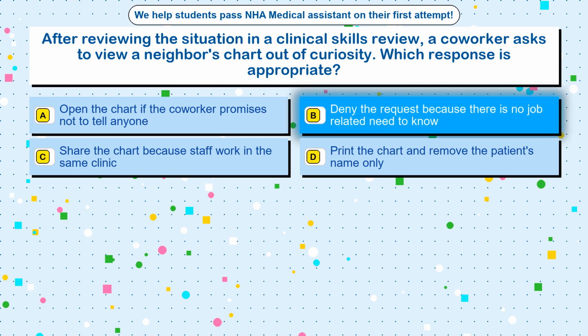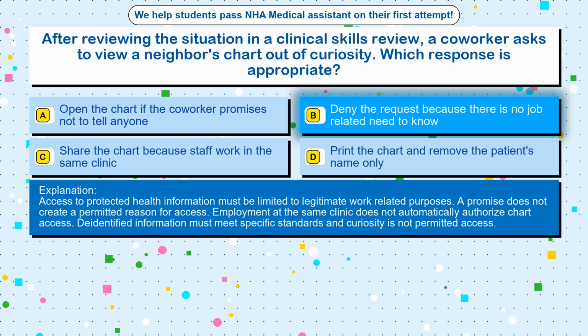The correct answer is option B. Deny the request because there is no job-related need to know. Access to protected health information must be limited to legitimate work-related purposes. A promise does not create a permitted reason for access. Employment at the same clinic does not automatically authorize chart access. De-identified information must meet specific standards, and curiosity is not permitted access.